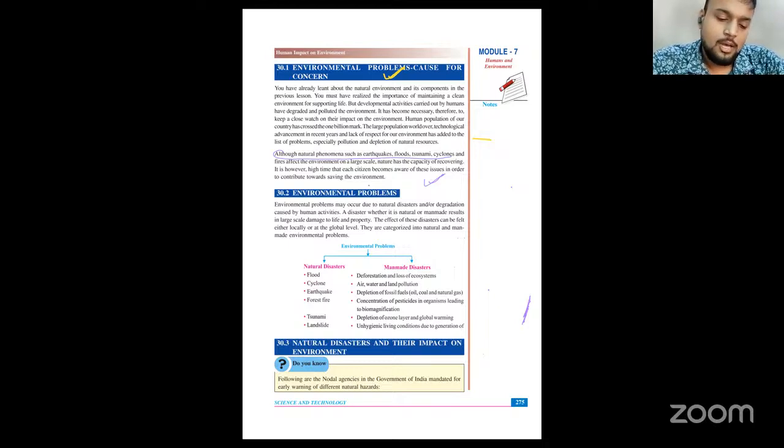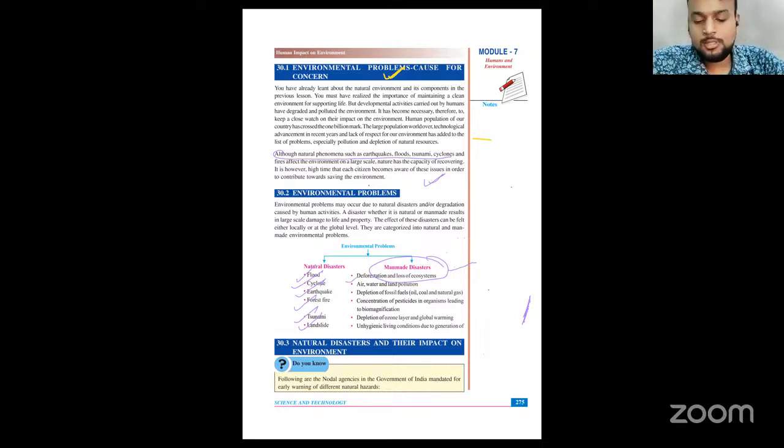Now, environmental problems. What are the environmental problems that we face? Flood, cyclone, earthquake, forest fire, tsunami, landslide. These are the natural disasters that we face. They occur naturally; there is no role of human beings in there. But some man-made disasters we also make. When we create a disaster, it's called a man-made disaster.